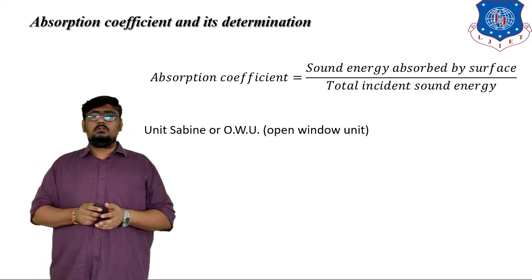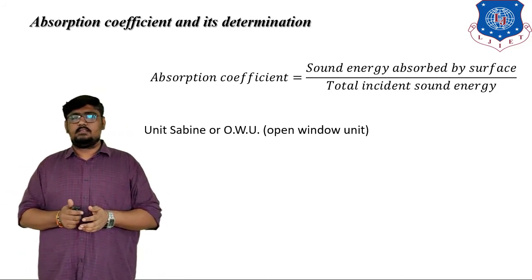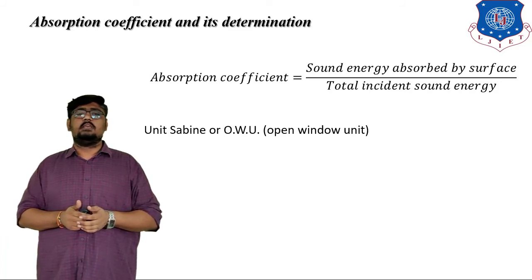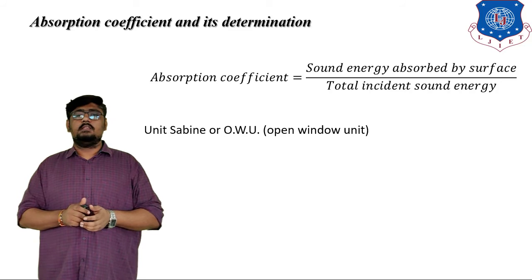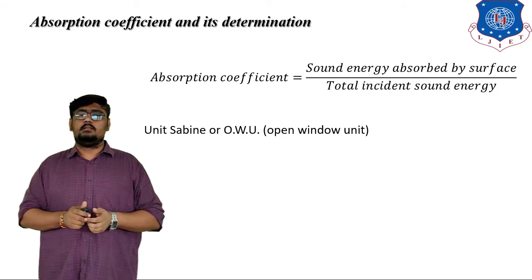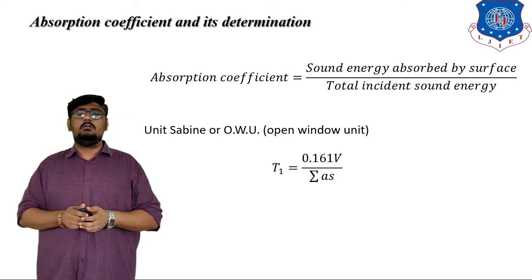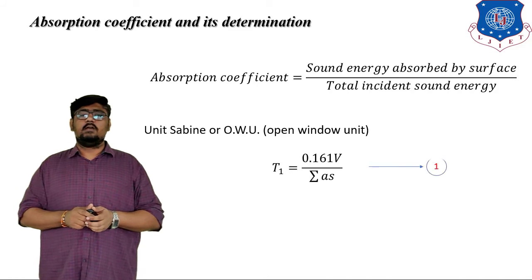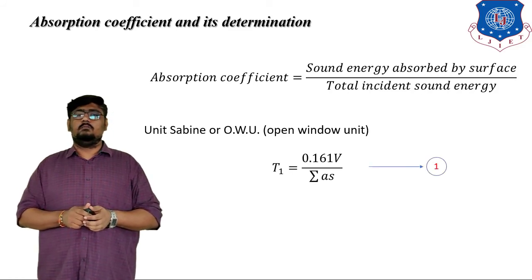Now, how to determine the absorption coefficient? Let us see that. The absorption coefficient for any material is found by first measuring the reverberation time in a hall and then measuring the reverberation time in the same hall in the presence of the sound absorbing material. Let T1 be the reverberation time in a hall without the sound absorbing material. So T1 equals 0.161 V upon sigma AS, where V is the volume of the room.